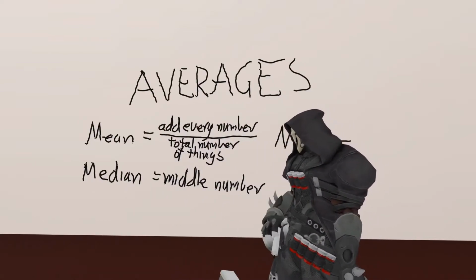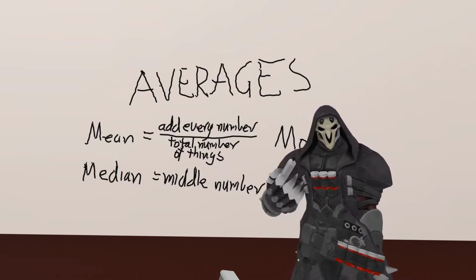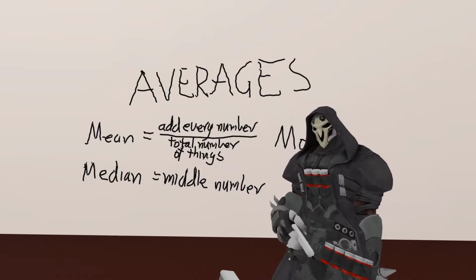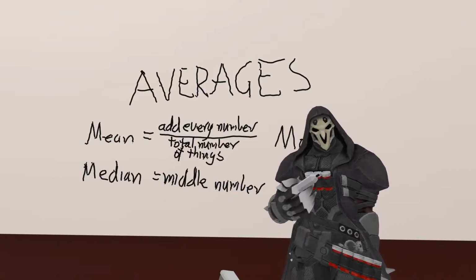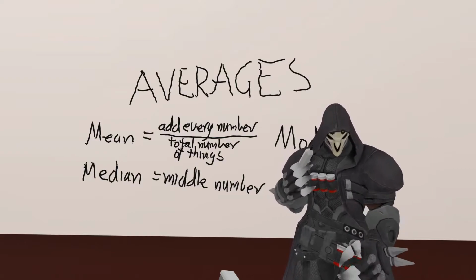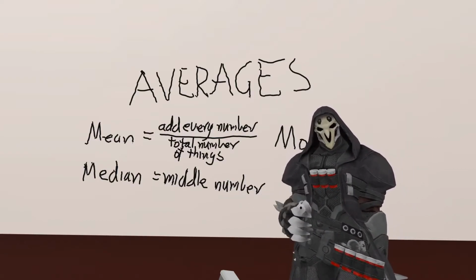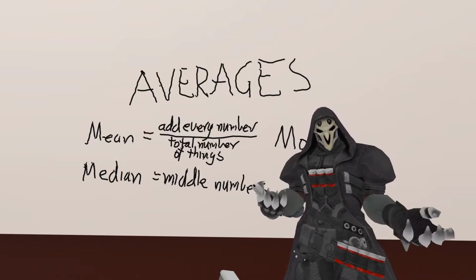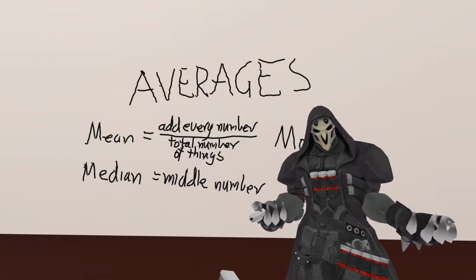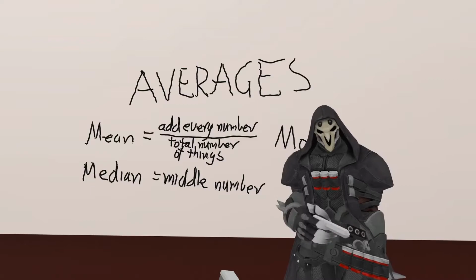Here is the way I like to remember the median. Median and middle both have a D in the middle, so that's how I remember that median is the middle number. Now, when you do work out the median, you have to make sure that you order the data from smallest to largest, because otherwise you don't know which number's in the middle. So once you've ordered it, you can then find the number that's in the middle.